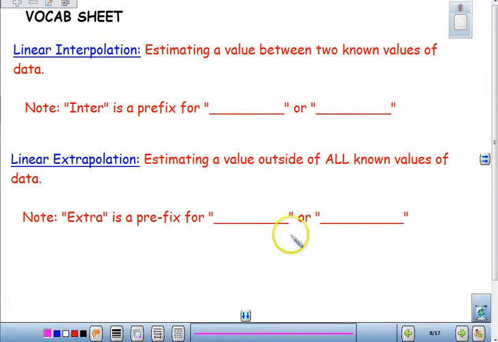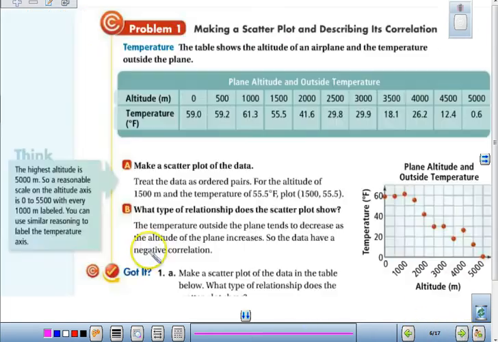Some of the words that are going to come up for you: what is interpolation? Estimating values between. If you think about that prefix inter, you can do a little internet search and look at what the prefix means. The key thing I want you to keep in mind is it's always going to be between our known values. Whereas when we do an extrapolation, it's going to be outside. So again, take a look online. What does extra mean? It's a prefix for doing what?